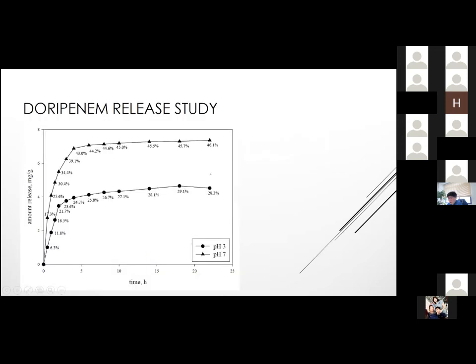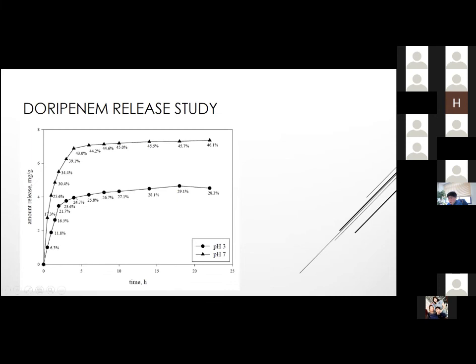Okay, so we also studied the release profile of the drug. We still can see a little burst effect in the beginning. So we can see that the release is very rapid between 2 to 4 hours of release. We can still see the burst effect. So in this work, we still need to find the correct ratio, or we need to find another type of natural polymer that can prevent this burst effect in the beginning.